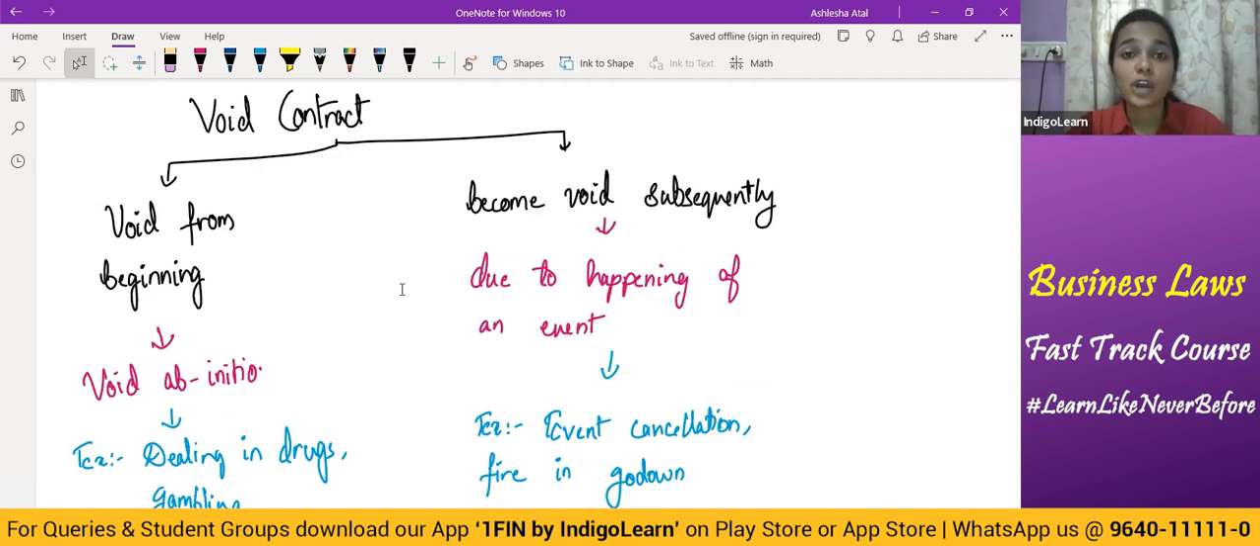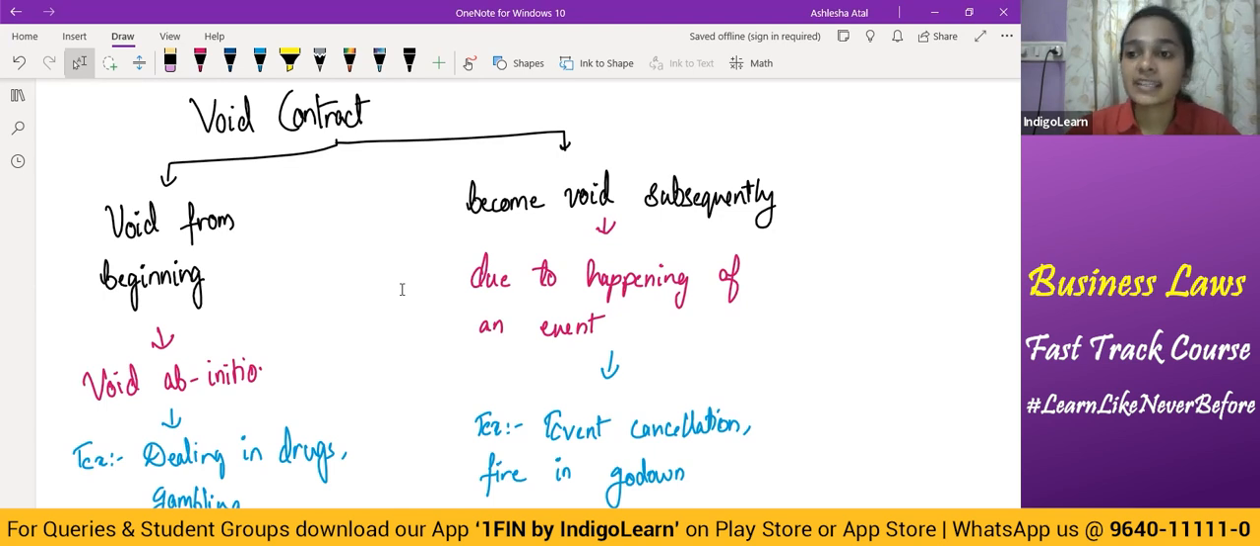So when we talk of void contract, it is not always necessary that the contract has to be void ab initio. A contract may be valid initially but may become void subsequently as well. Is this clear? Are you all clear with what is a void contract?